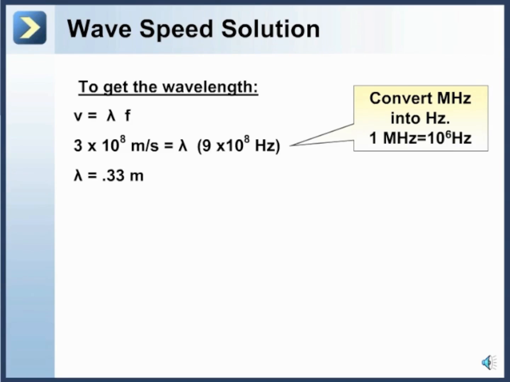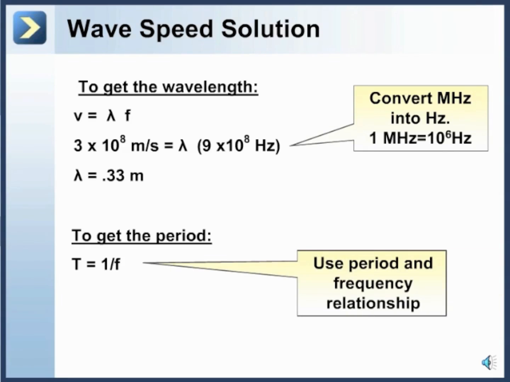Now, to do the other part of this example problem, to get the period, well, that's a little easier because period T is always just 1 over f. And since they give you the f, it's just 9 times 10 to the 8th hertz, then the period is going to be 1 over that. All right, so we can see that it's fairly easy to get the period with these givens.